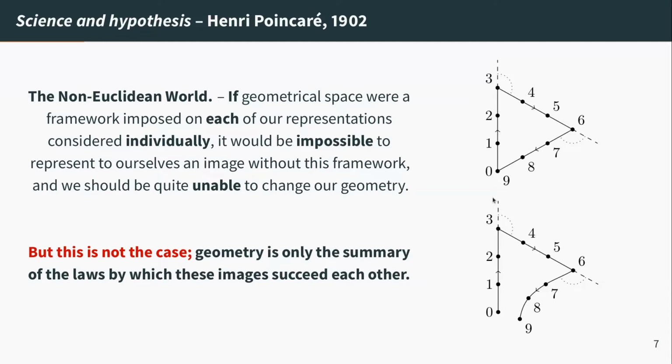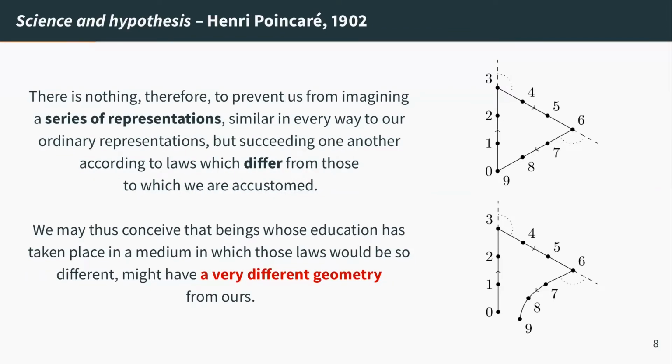This is true because when I have a pen and I draw a triangle, I go in 3 straight lines with those 3 angles, and I come back to my original position. This is what Euclid and all those people tried to capture with the idea of Euclidean geometry. And so that's fine. But now that we understand that geometry is more about movies than about still frames, there is nothing to prevent us from imagining a series of representations, a movie, similar in every way to our ordinary representations, but succeeding one another according to laws which differ from those to which we are accustomed.